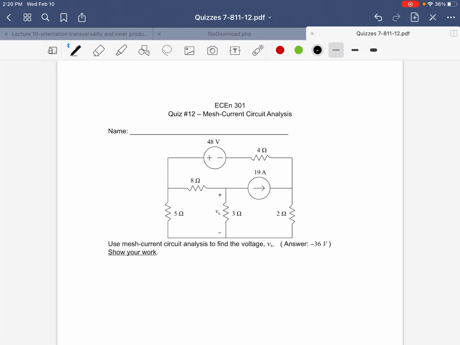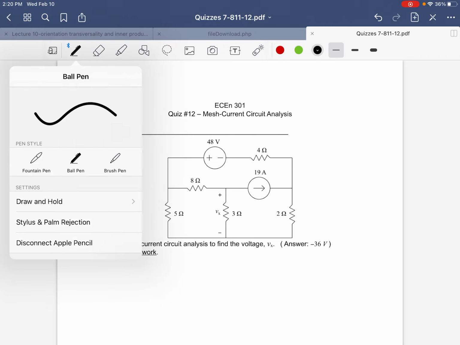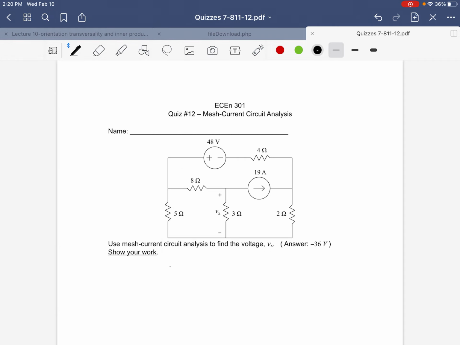All right, and here is quiz 12, which will do mesh current again. So the idea is to somehow label these mesh currents. So we might label this one as IA, this one as IB, and this one as IC. Okay. And then we do Kirchhoff's voltage law going around the loop.